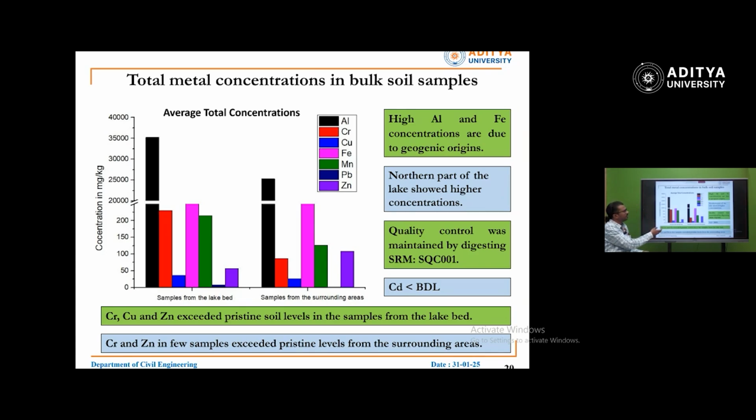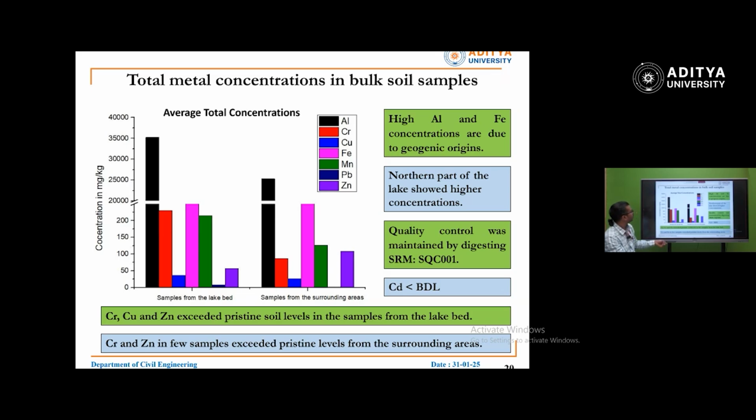So this is the result of metal concentrations in the soil samples which you have collected. You can see there are huge concentrations of aluminium and iron. So why they are so huge? Because they are of geogenic nature. That means they are the soil forming metals. So that's why their concentrations generally in any environment will be very, very high.